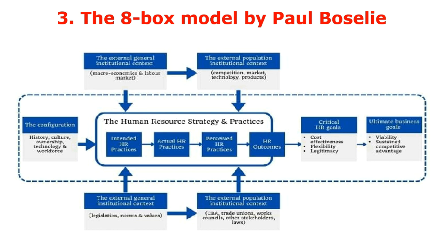this is defined by the ultimate business goals box. This box comprises viability, sustained competitive advantage, and the formulation of the business strategy. The environment boxes are impacted by four other boxes that have an external influence. These are general market, population market, general institutional, and population institutional.